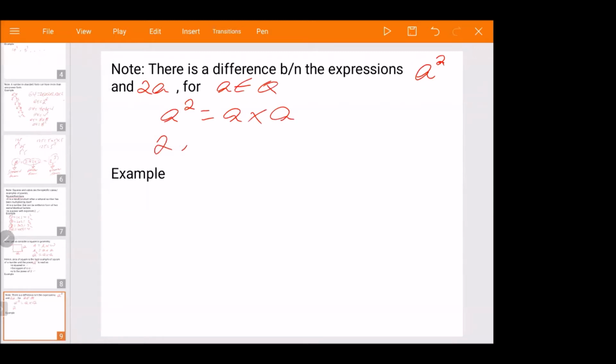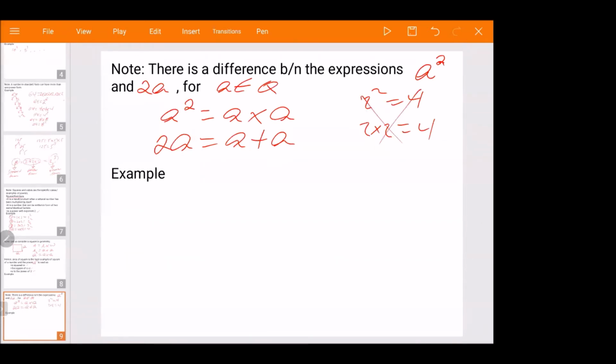And 2A means twice of A, which means A plus A, not 2 times A. So the two expressions are different. Most of the time, students are confused by this case. They say 2 squared is 4 and 2 times 2 is 4, so the two expressions are similar, but this is not generally true.